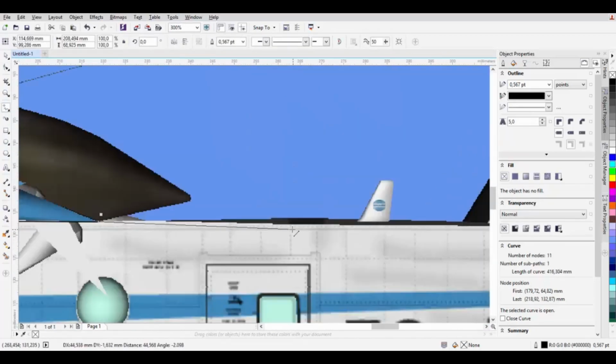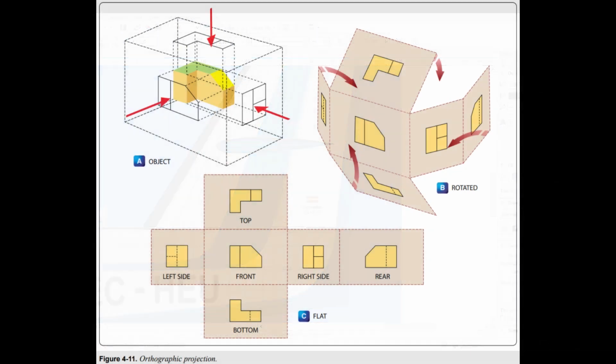Orthographic projection drawings. To show the exact size and shape of all the parts of complex objects, several views are necessary. This is the system used in orthographic projection. In orthographic projection, there are 6 possible views of an object, because all objects have 6 sides: front, top, bottom, rear, right side, and left side.